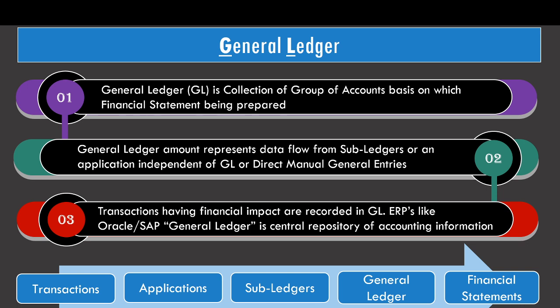In the ERPs, the journal ledger is a central repository of your financial or accounting information. As I told you, the journal ledger contains all the accounts which are required to prepare the financial statements, right? Which is a summary of the n number of transactions that took place in the business on a daily basis.